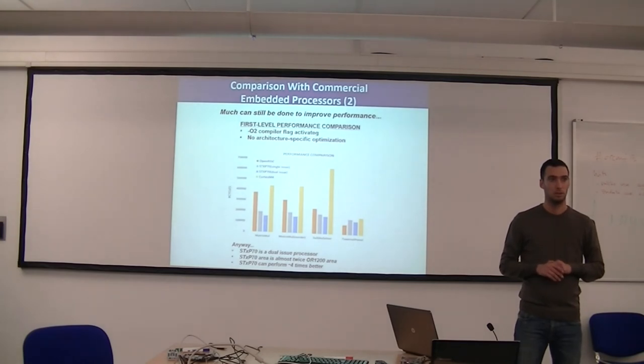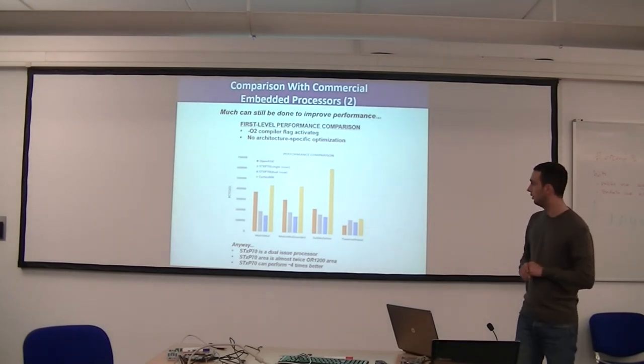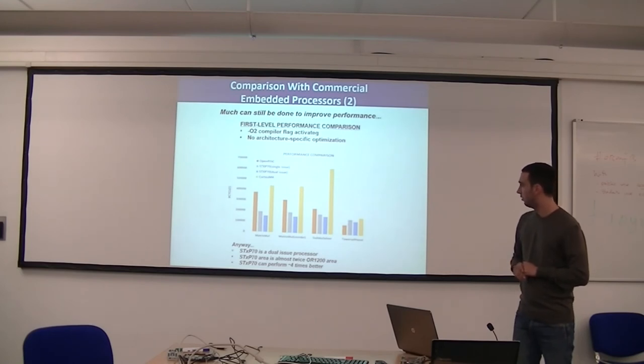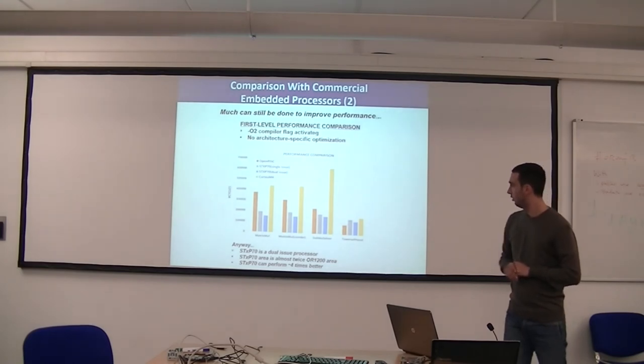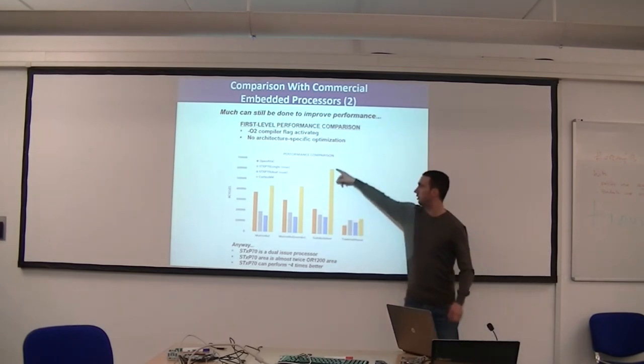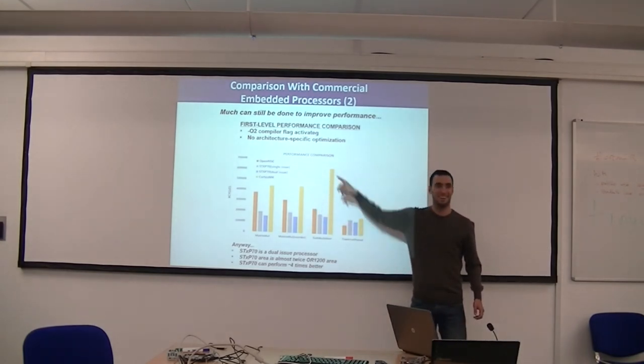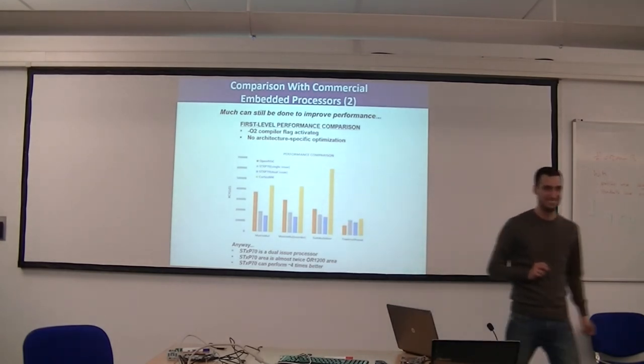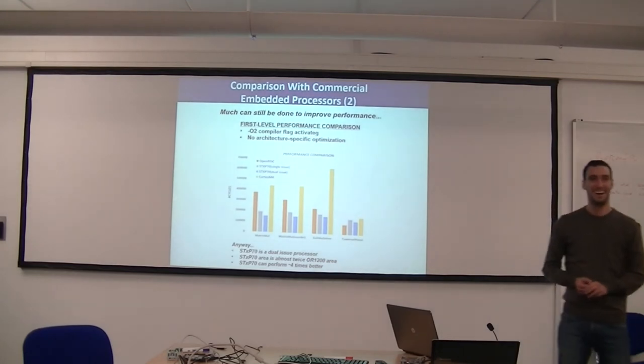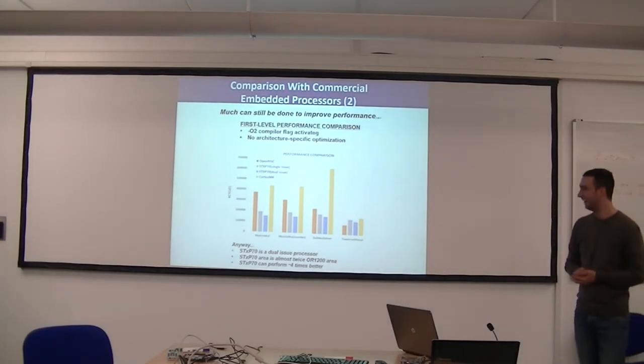Why is the M4 so much better in the Sudoku solver? It's not better. This is number of cycles. Sorry. Ah, yeah. And I was wondering why dual issue was worse than single issue. Yeah. Okay. I get it.